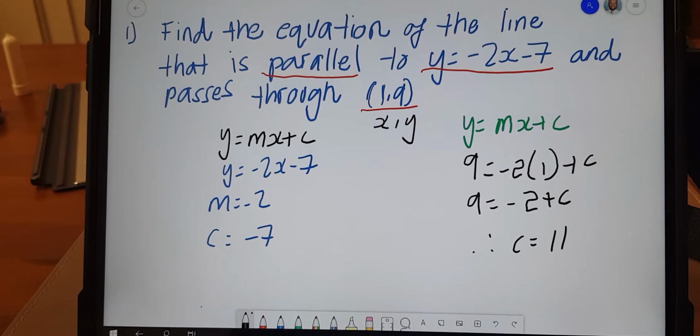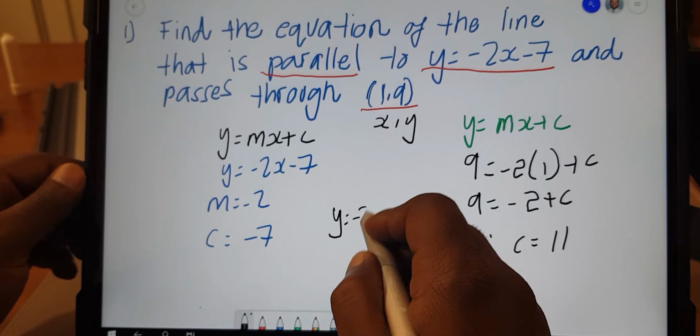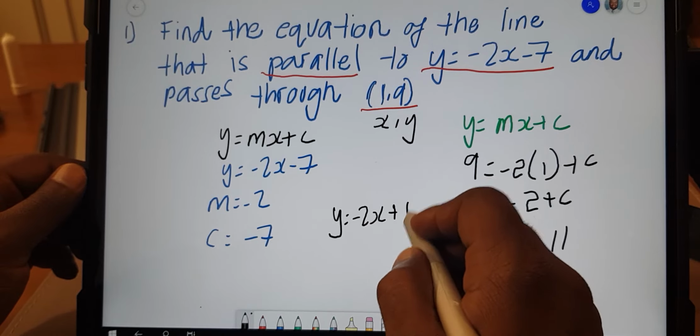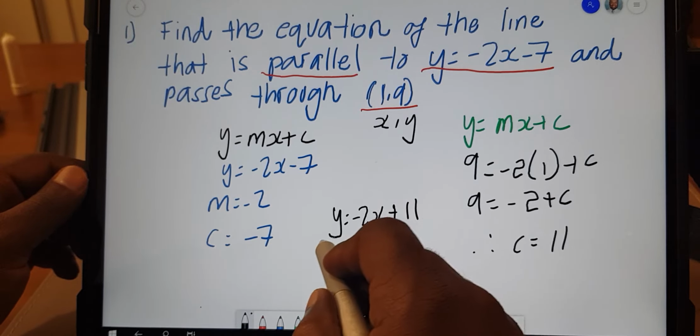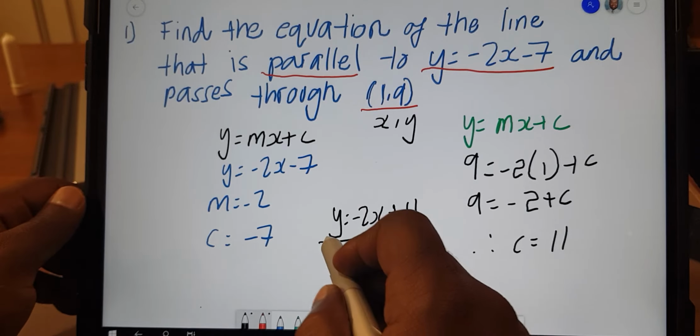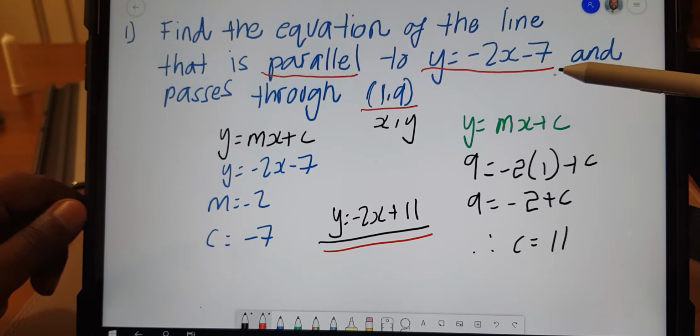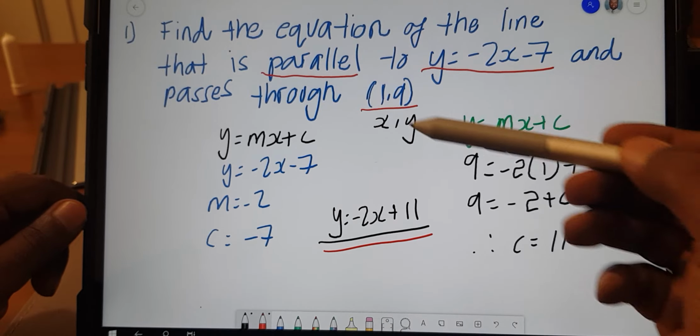Now, do we end there? We found out what the gradient is and we found out what the y-intercept is. So therefore your final equation is now going to be y is equal to -2x plus 11. That is going to be your final answer, because that is the equation that is parallel to this line but passes through (1, 9).